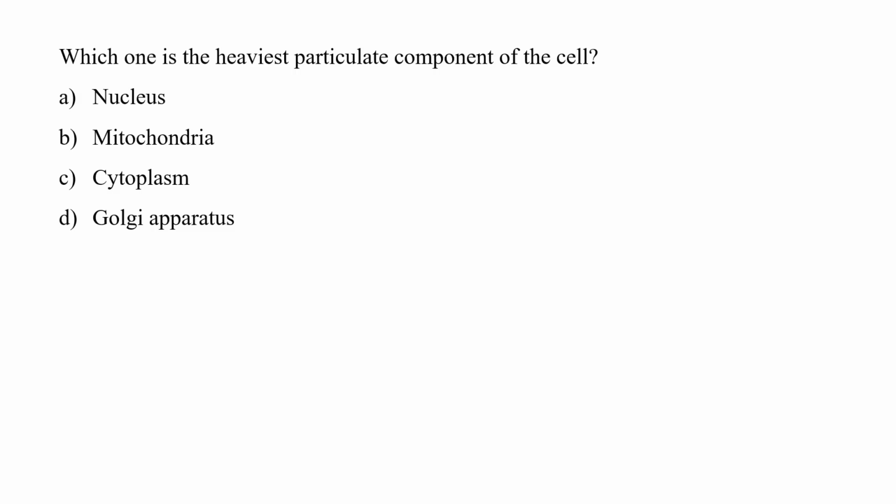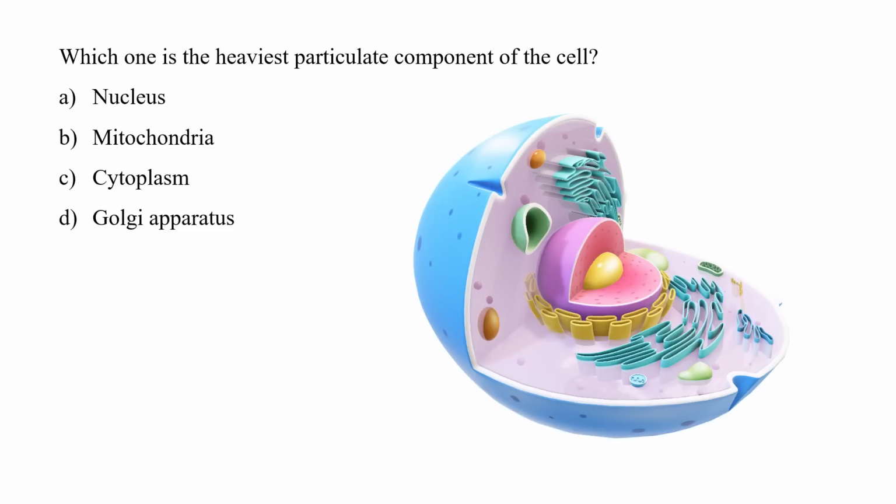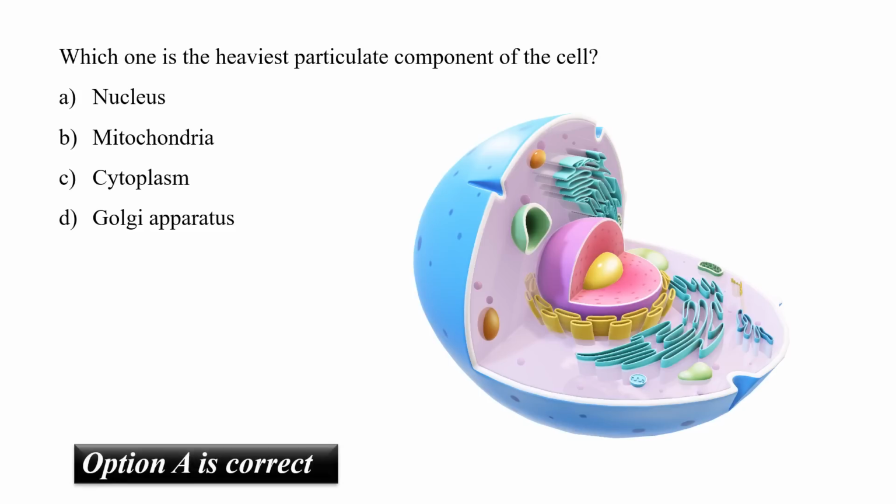Which one is the heaviest particulate component of the cell? Nucleus, mitochondria, cytoplasm, or Golgi apparatus? Basically, we have to find out which is the most dense organelle present in the cell. So, as we know, the nucleus is the heaviest particulate component of the cell, having a diameter of around 4 to 6 micrometer. So, option A is the correct answer.